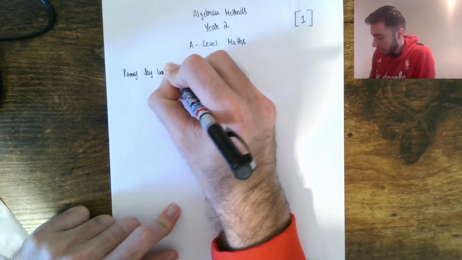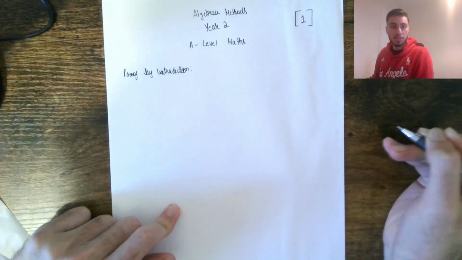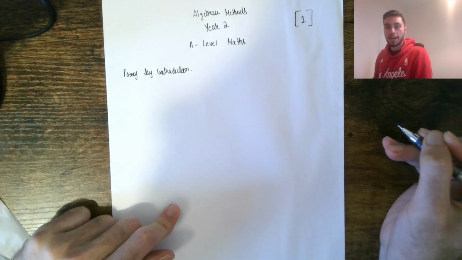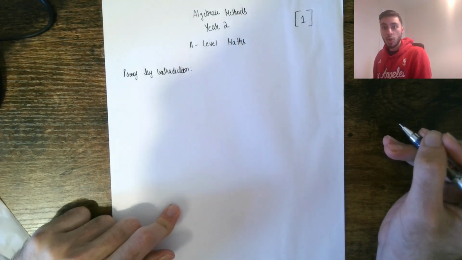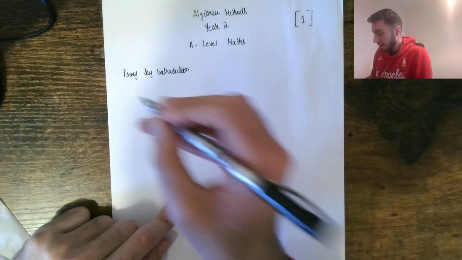Proof by contradiction. That's a tricky one for some people. They really struggle to understand the essence of it. What's proof by contradiction trying to say? Now, before I explain it to you, I'll take a very simple example and you will start to get the essence. So I'm going to take an example.